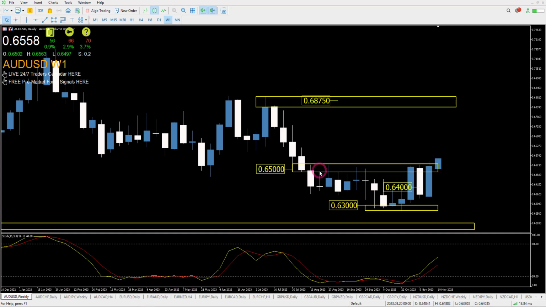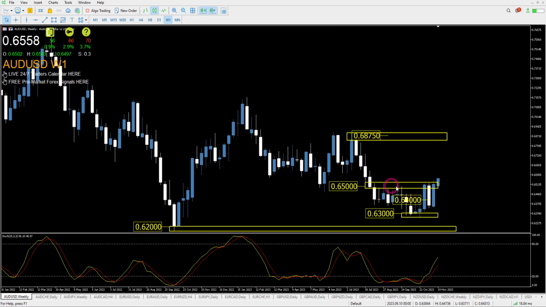Aussie US dollar at the moment is breaching this 0.65 handle. Now this is a weekly level of resistance. We're breaching that at the moment. From a weekly perspective, I like the idea of price heading up towards the 0.6875 handle. There could be some potential there. And that's obviously a very big move. That's like a 300 pip move to the upside.